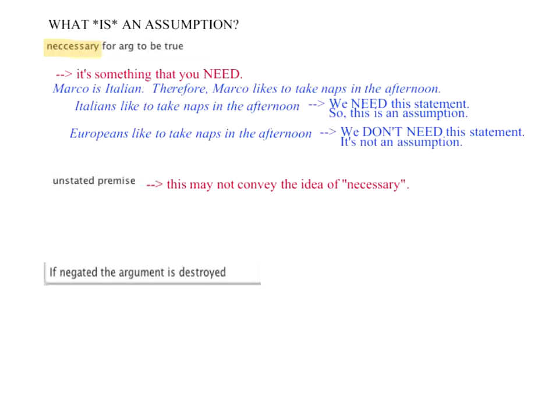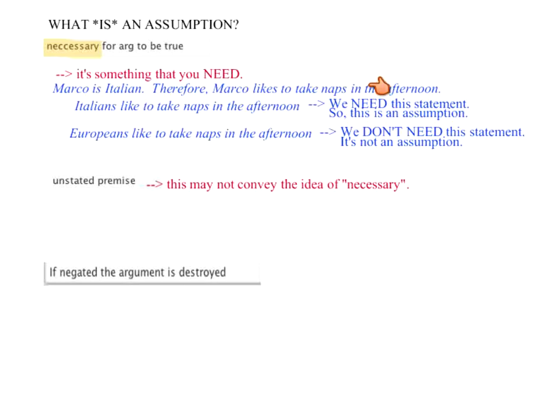So this is my warning that I'm trying to give you about unstated premise, because here's the problem. The problem is that the second one of these, if you put this into the argument, then it does work. And that's the problem. In other words, if you have Marco as Italian and Europeans like to take naps in the afternoon, then you would know that Marco likes to take naps. On the other hand, that's not the issue.